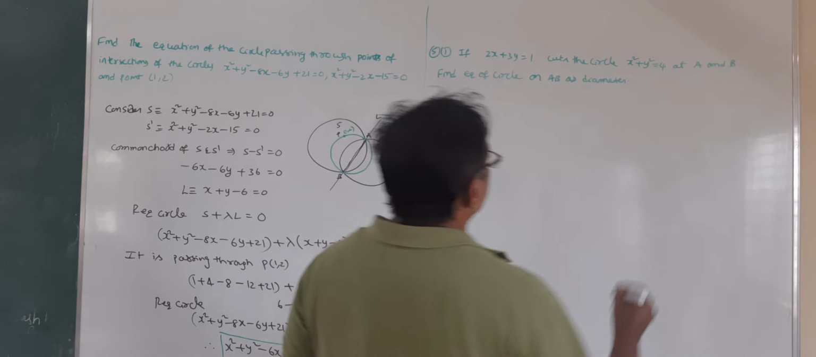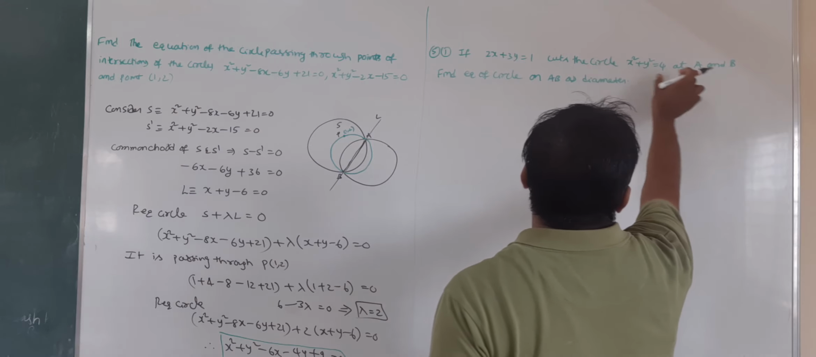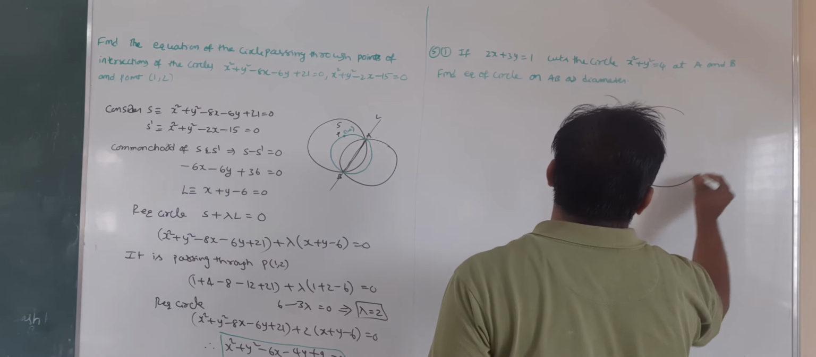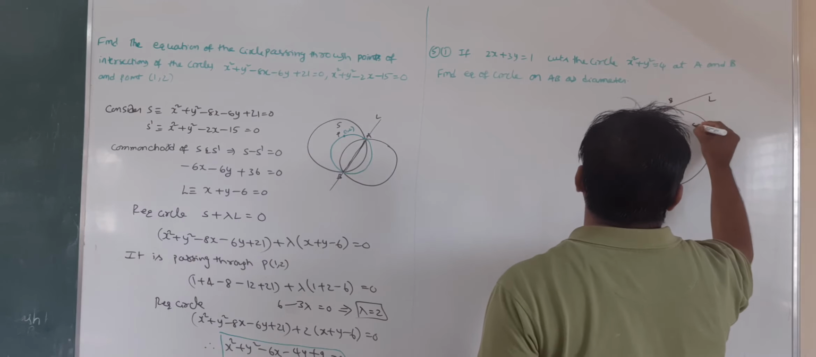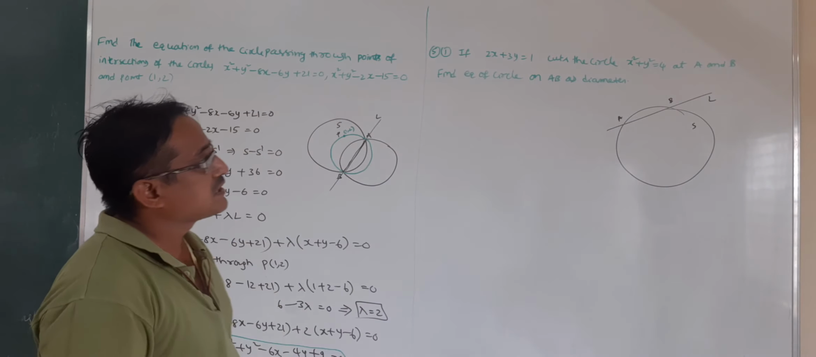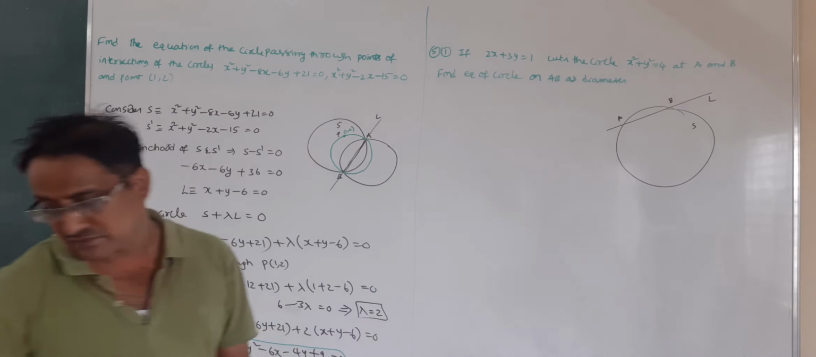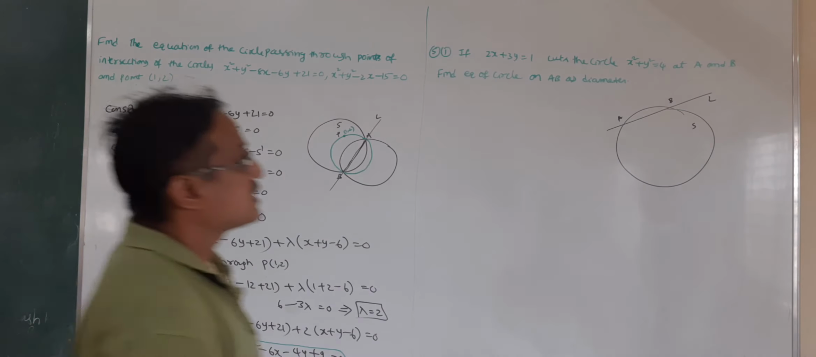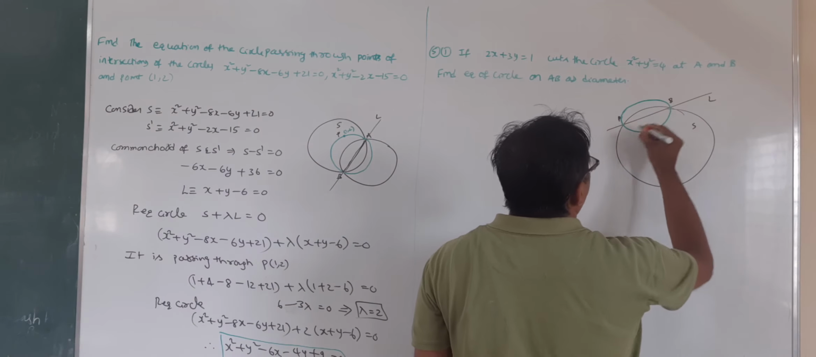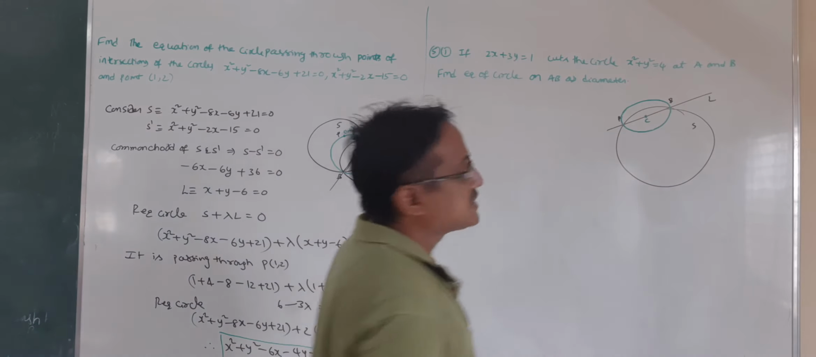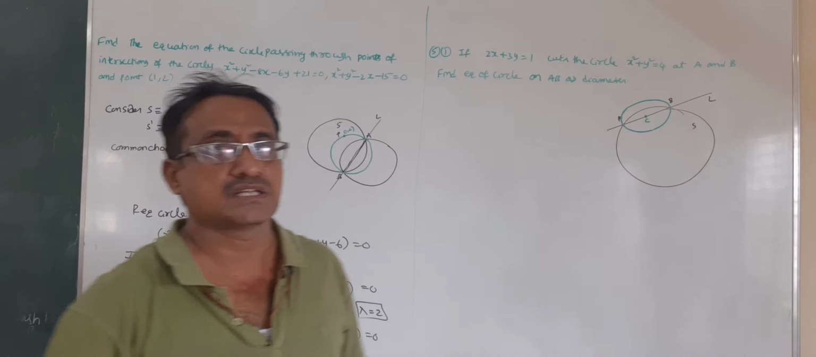Now next problem. If the line and the circle are intersecting at A and B, this is given like this: there is a circle and a line, and these two are intersecting at A and B. Now find the equation of the circle having AB as diameter. This is the diameter of our required circle, so our required circle has its center on that line. Since it is the diameter, the center lies on that line.